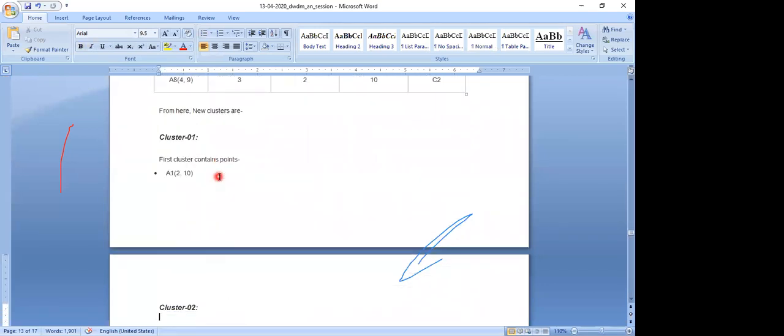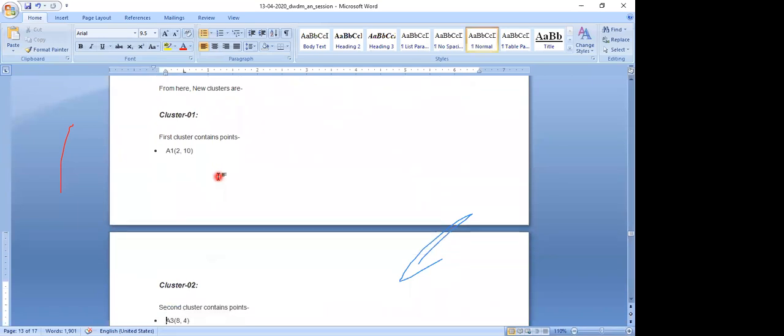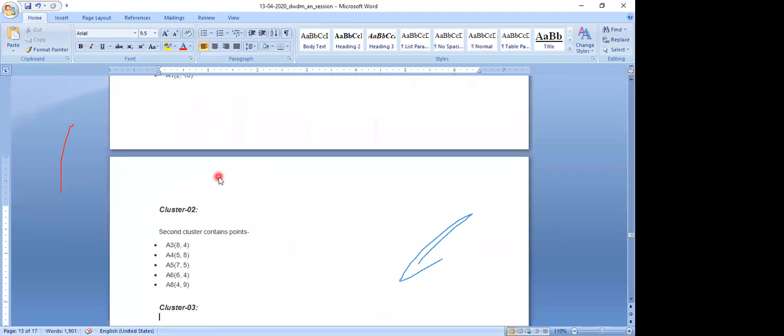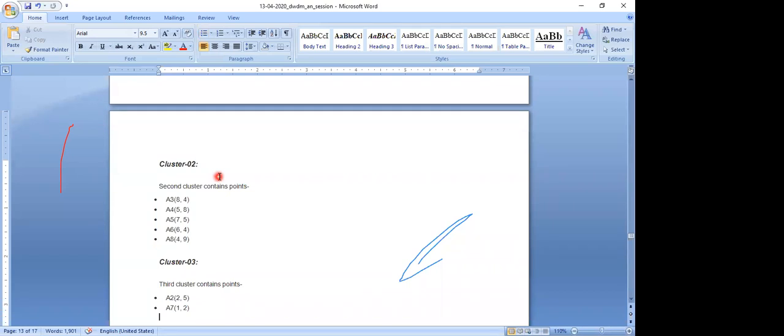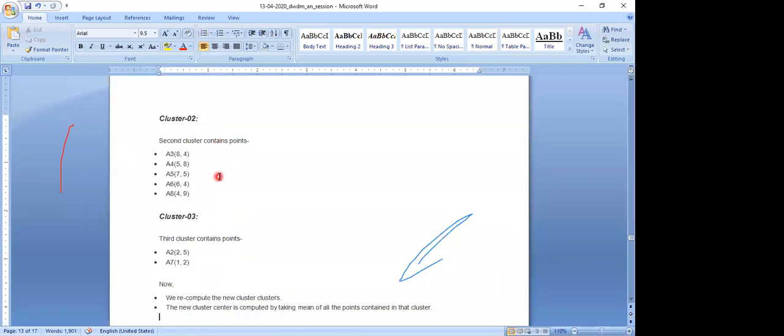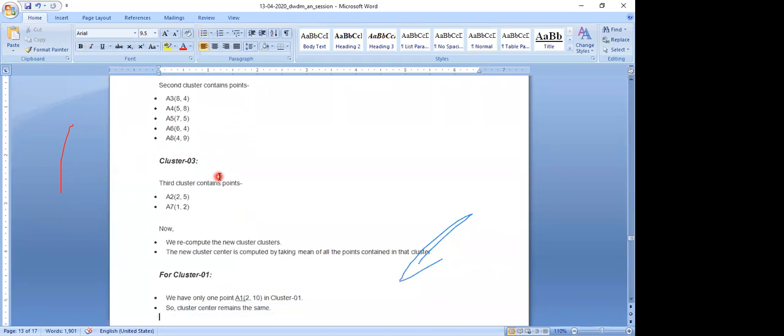So cluster 1 has only 1 point, 2, 10. Cluster 2 has A3, A4, A5, A6 and A8. The third cluster contains A2 and A7. So these are your 3 different clusters. Again, we have to recompute the new cluster centers. The new cluster center is computed by taking the mean of all points contained in that cluster. For cluster 1, we have only 1 point, so the center of cluster 1 is the same. We need not change cluster 1.